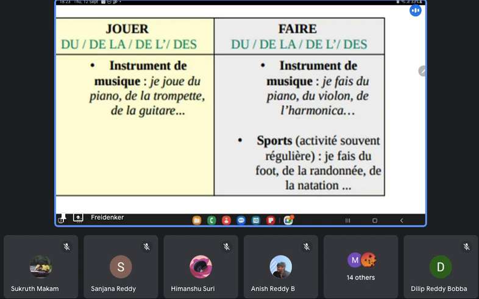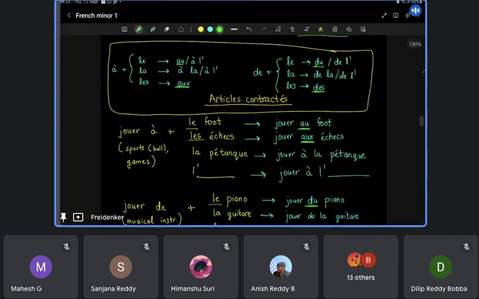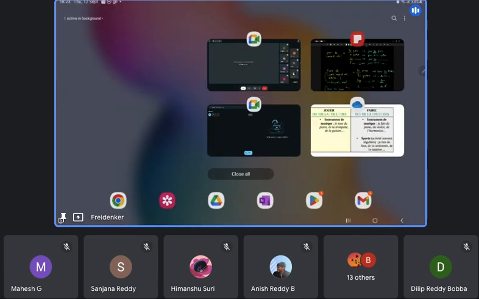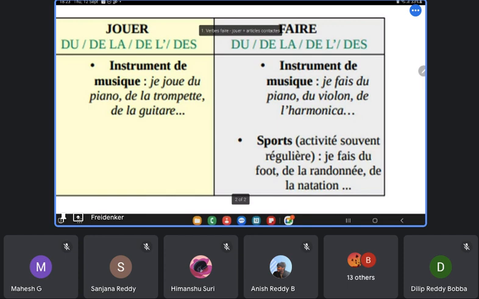Harmonica: words in French beginning with H are treated as vowels. So there is l'apostrophe. Since there is l'apostrophe, there is no fusion. So de l'harmonica. I wrote it here, no? If there is de l'apostrophe, you just leave it as it is. You don't change it. So, je fais de l'harmonica.